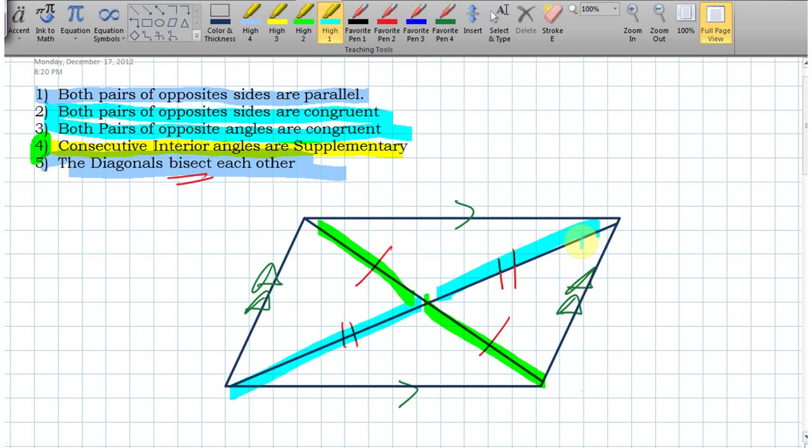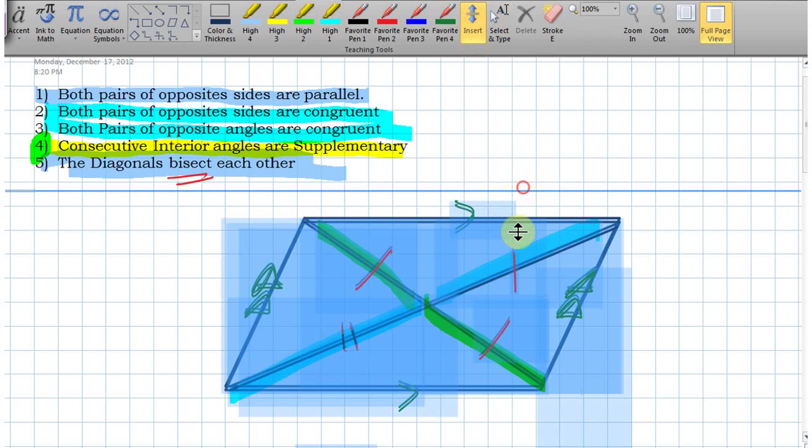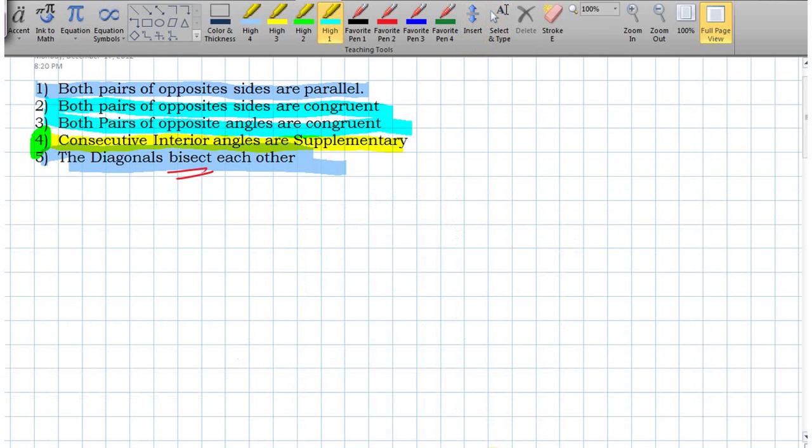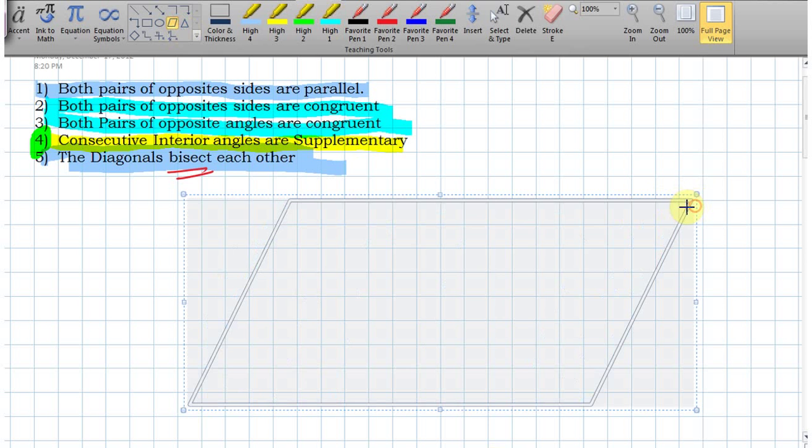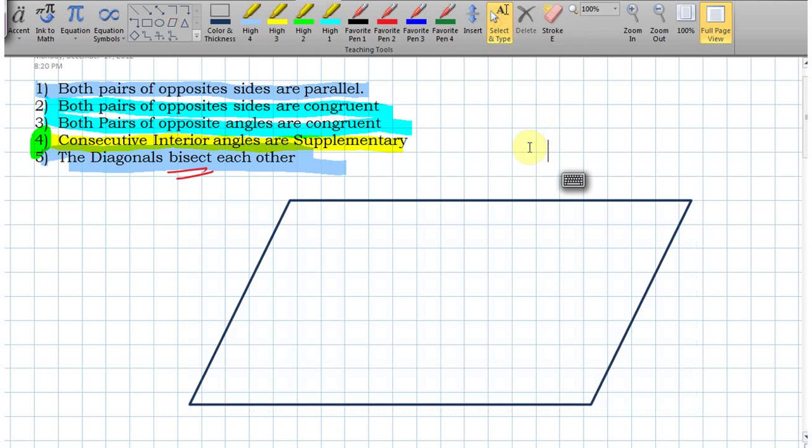So there's a lot going on with parallelograms. So I'm going to draw a blank one to start with and kind of recap all 5 properties. Let's start out with this large picture. So far we have a quadrilateral. We do not have a parallelogram yet. And so if I put this arrow in and that arrow in, we still don't have a parallelogram. We actually have a trapezoid at this point. And if I put this set of parallel lines in here, yes, now we have a parallelogram because both pairs of opposite sides are parallel.